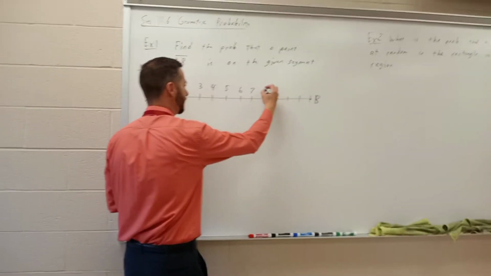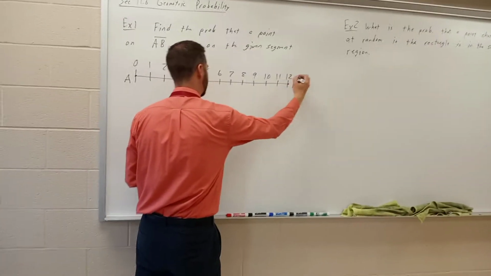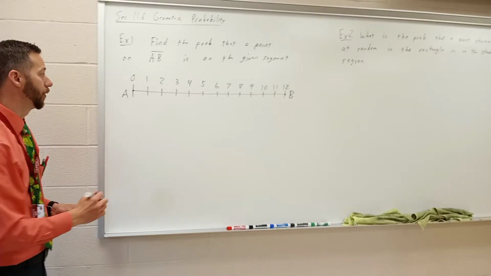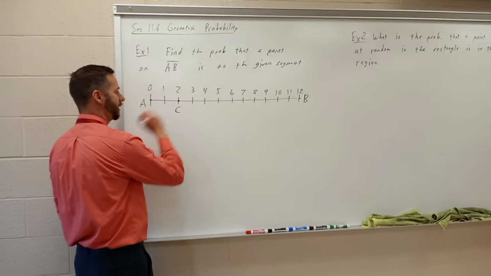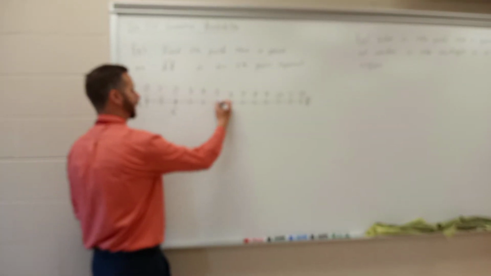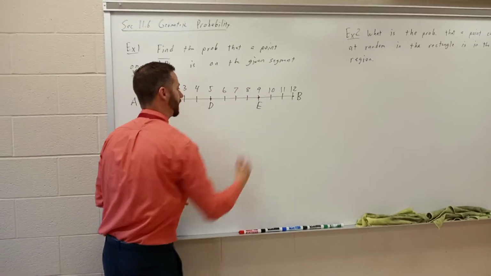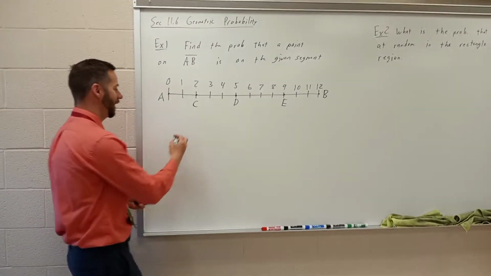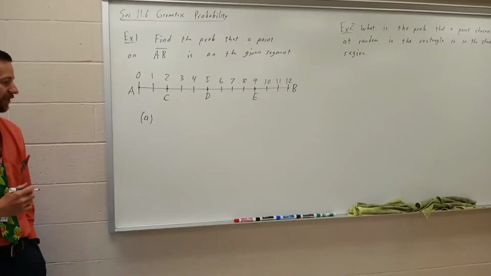And just to make it even easier, I'm actually going to label all these across the top so we can see where they are. And then I'm going to put a couple other random points on here. So let's say I have a point C right here at 2. Let's put a point D right here at 5. And let's put a point E right there at 9. And let's see if we can find some probabilities based on that information.